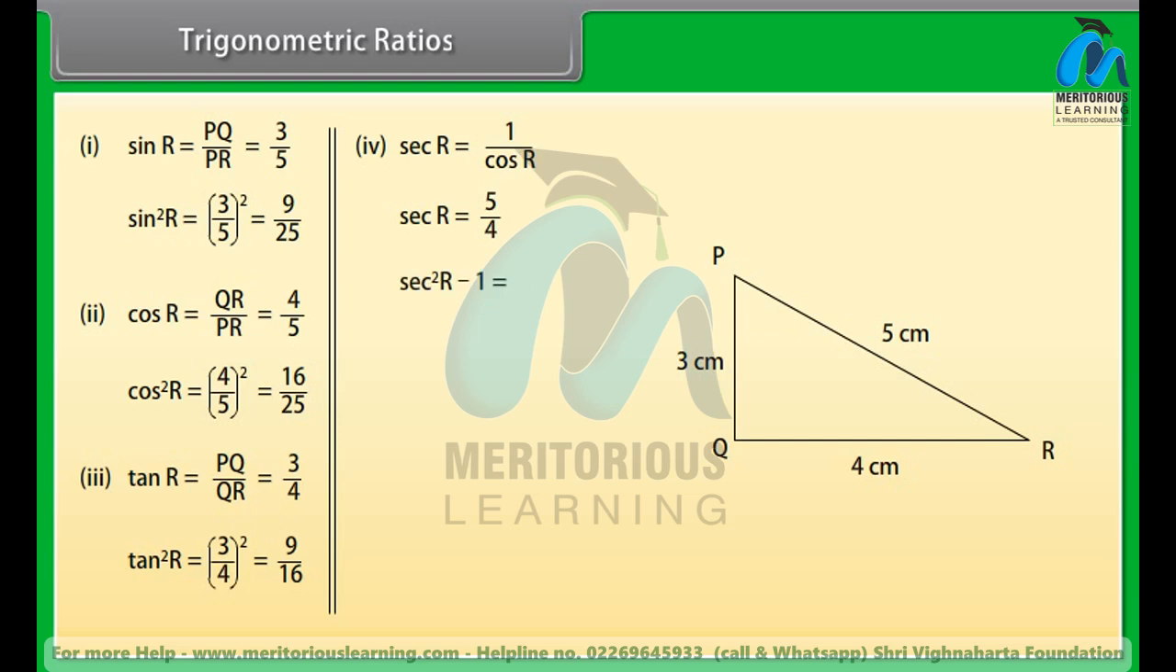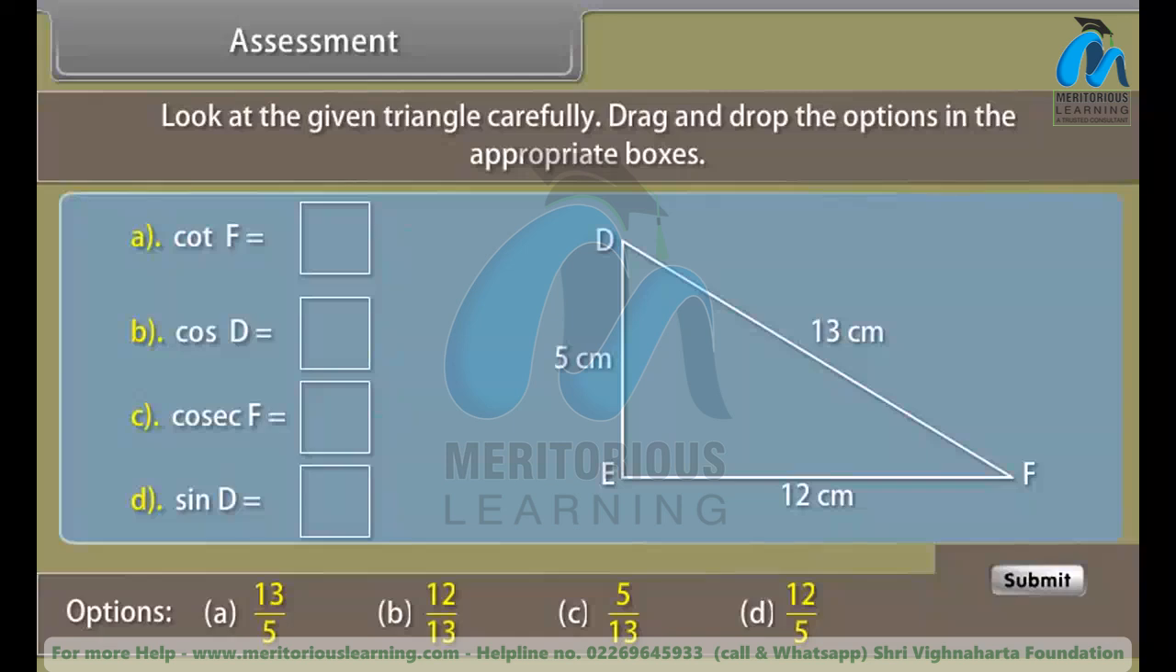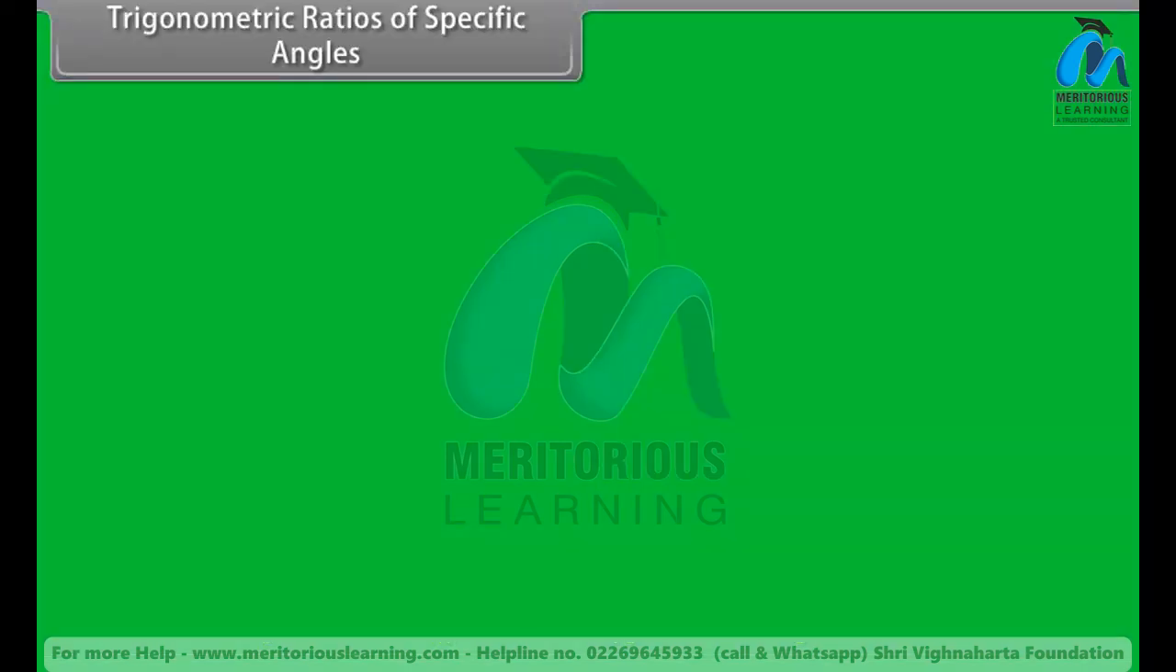Sec square R minus 1 is equal to 5 upon 4 whole square minus 1, which is equal to 25 upon 16 minus 1, which gives 9 upon 16, which is tan square R. Assessment. Look at the given triangle carefully. Drag and drop the options in the appropriate boxes. Trigonometric ratios of specific angles.